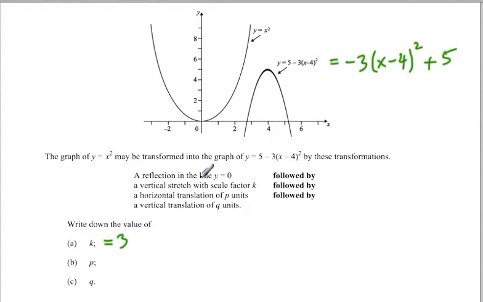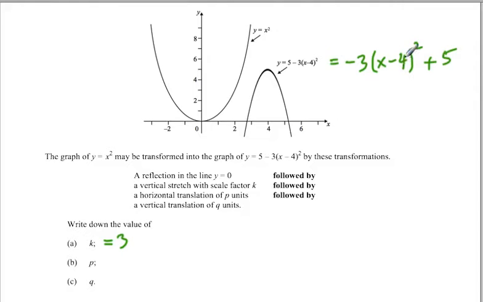That's not true because k is always going to be positive. The negative part is really associated with the reflection. So the reflection is what causes the negative, but the 3 is really the stretch itself. Next, there's a horizontal translation of p units.